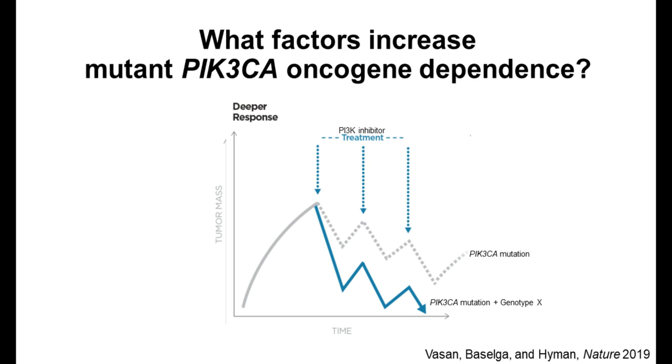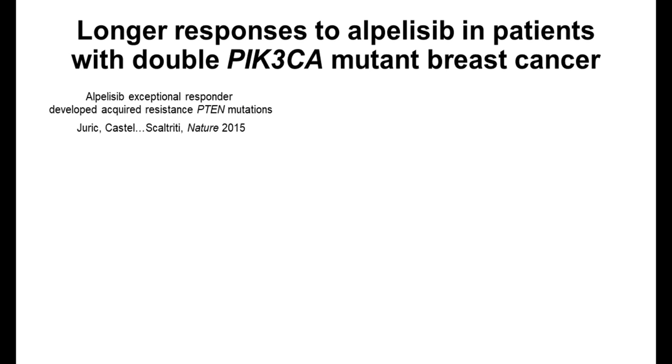When I started in the laboratory, I was interested in whether there are other factors that may cooperate with PIK3CA mutations to increase response to PI3 kinase inhibition. This idea is shown in this picture, where you could imagine that tumors with PIK3CA mutations are sensitive to PI3 kinase inhibitors, as shown in the gray dotted line. But could there be another genotype or factor that cooperates with PIK3CA mutations to drive increased sensitivity to these drugs?